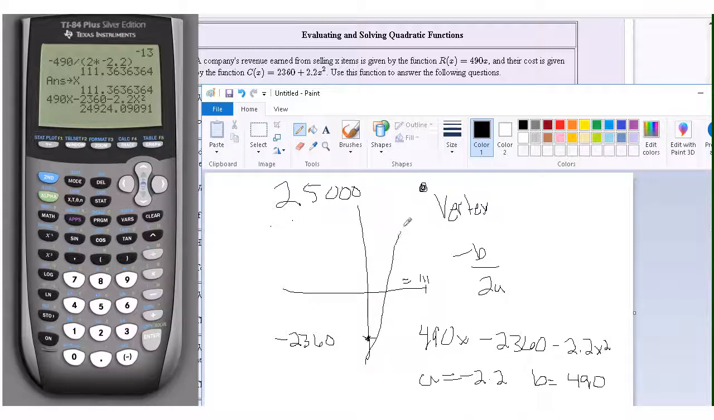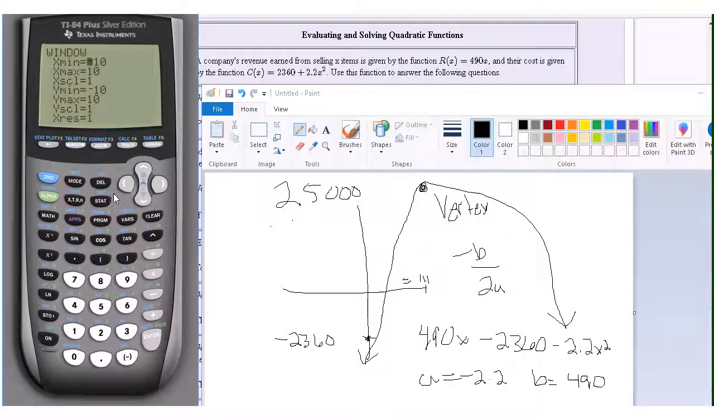So I know my parabola is going to look something like this, excuse my drawing. I'm not using a great mouse right now. Whenever I go into my window, I can use that to help me start. I know my y minimum value needs to be at least negative 2360, so maybe I'll just make it negative 2500. And then my y maximum value, I'm going to make it like 25,000. Let's just see where that gets us.